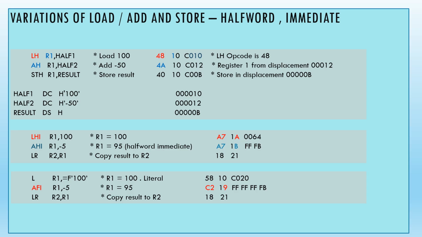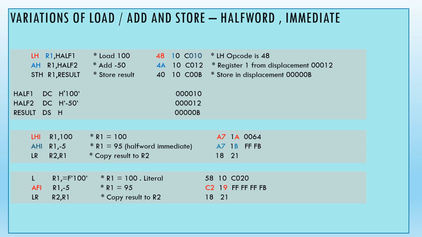Now LR R2,R1 means copy the value of register 1 into register 2. LR is 18, and there's no science behind this. There is no logical thing to think about here. These are the instructions given by IBM. If you go and look in the book, LR is 18, R2 R1. Here, for the first time, we are seeing both registers, register 2 and register 1. That is why you see 21.